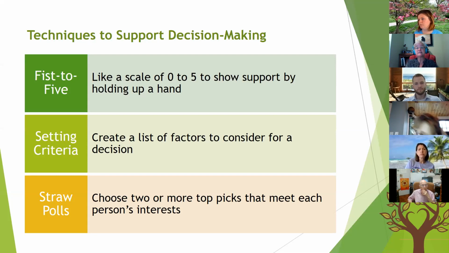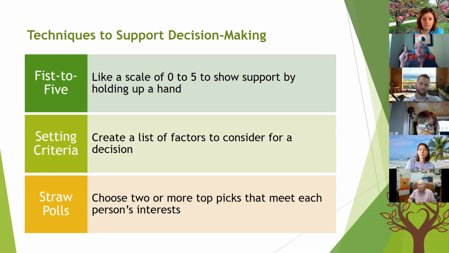So here are some techniques to support consensus decision making. One of them is called fist to 5. And we're going to describe fist to 5 a little bit more later again, but it's basically creating a scale of 0 to 5 to show support for something by people holding up their hands. And so fist to 5 means this is 0. Fist, I cannot support this. I have to stand in the way of it. I think it has major issues to deal with. 5 means I'm completely on board. I wholeheartedly jump into this activity. But then people can have numbers in between.